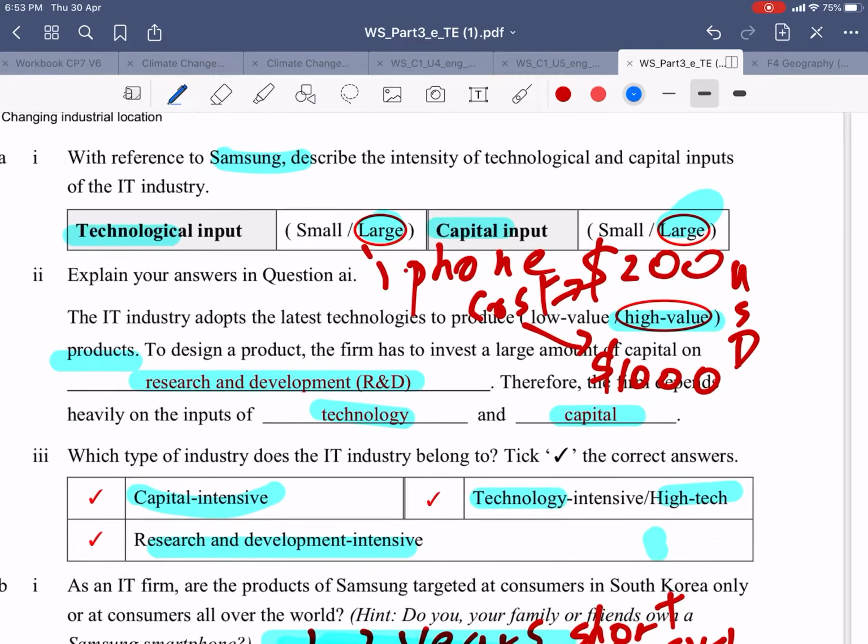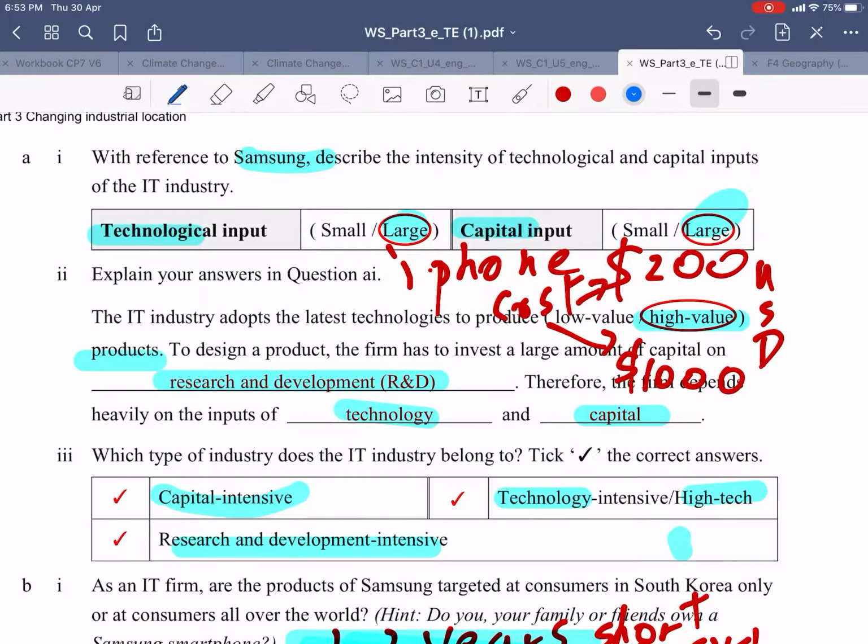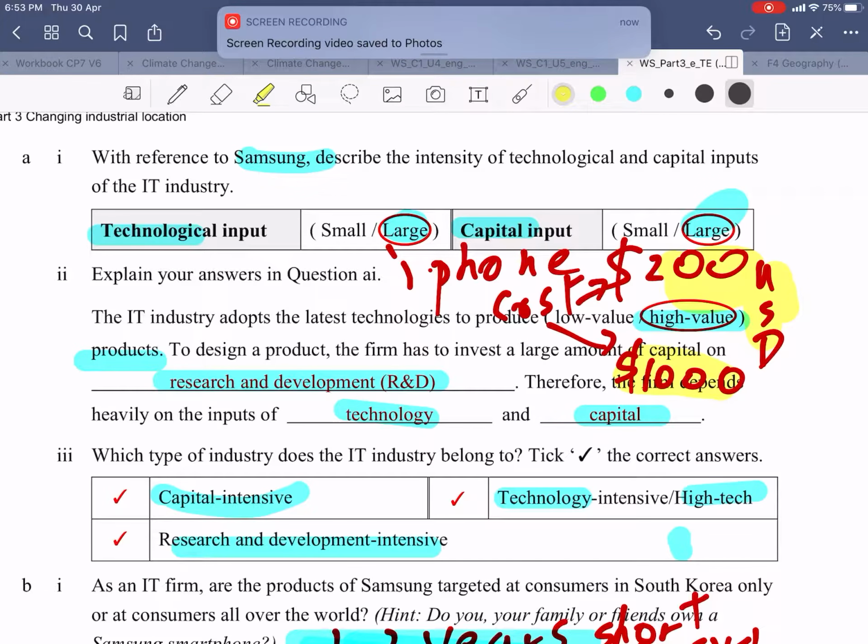But what are the characteristics of the IT industry? First of all, the technology load is large, and if we have large technology, we definitely have to provide a lot of capital to make it happen. More importantly, it is high value added. Why? Because originally the iPhone may have cost just 200 USD, but nowadays we can sell it for 1000 USD. So we can regard this as a high value added industry.